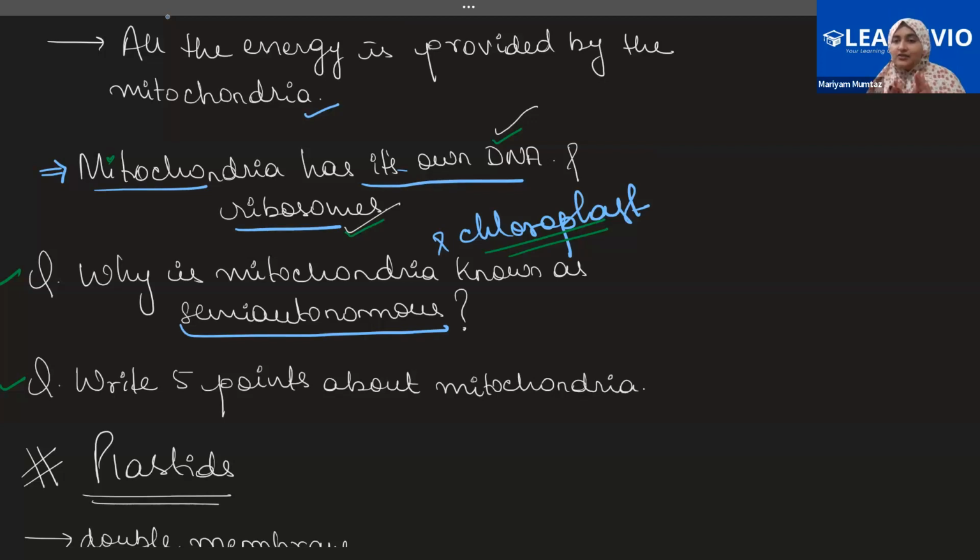Just like how a cell has its own DNA and ribosomes, in the same way mitochondria contain their own DNA and their own ribosomes. And this also happens for chloroplasts. Chloroplasts also contain their own DNA and ribosomes. Because of this, mitochondria and chloroplasts are known as semi-autonomous. Why? Because they have their own DNA and ribosomes.